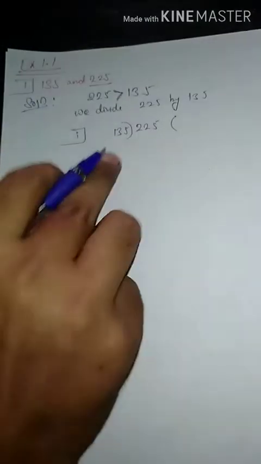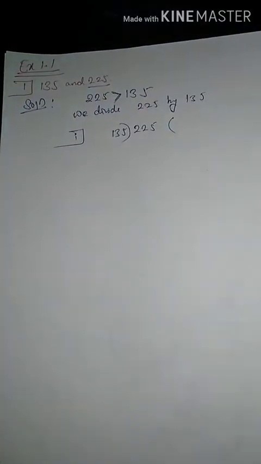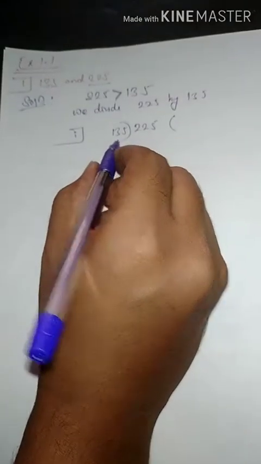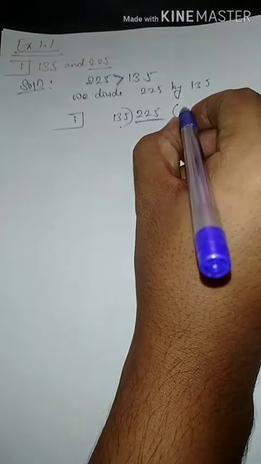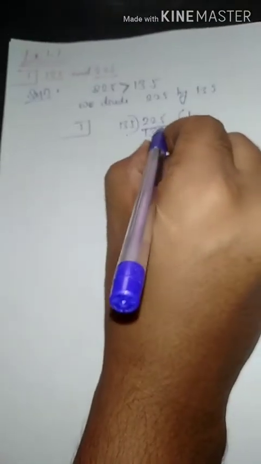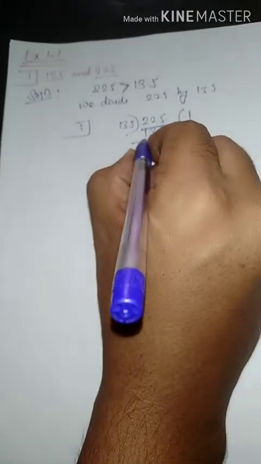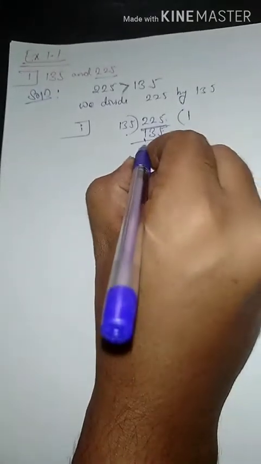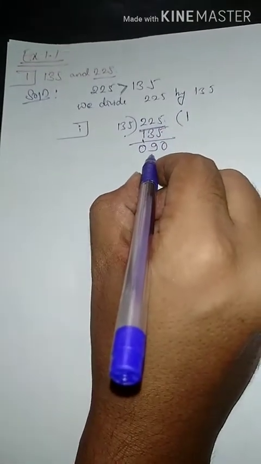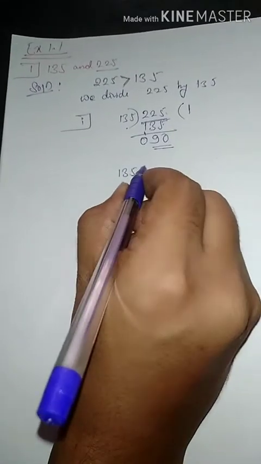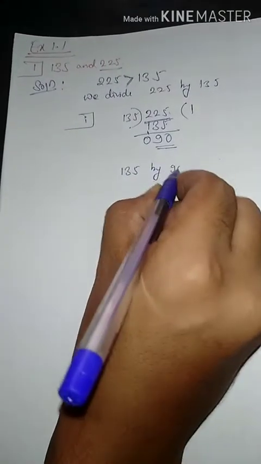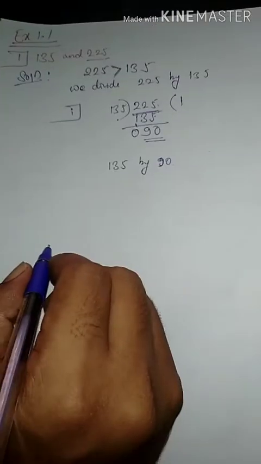225 divided by 135. 135 ones are 135. 135 twos are 270. But here 225 is there, and 270 is greater than 225. So the possible term is 135 ones are 135. 5 minus 5 is 0. 12 minus 3 is 9. 2 minus 2 is 0. Since the remainder is not 0 here, again we divide 135 by 90.